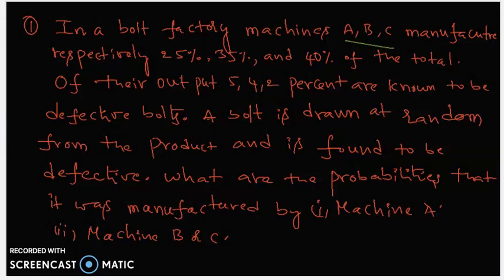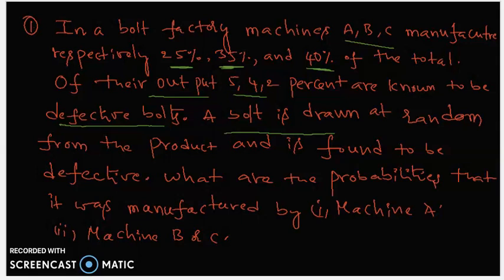A, B, C manufacture respectively 25%, 35% and 40% of the total. Of their output, 5, 4, 2% are known to be defective bolts. A bolt is drawn at random from the product and is found to be defective.